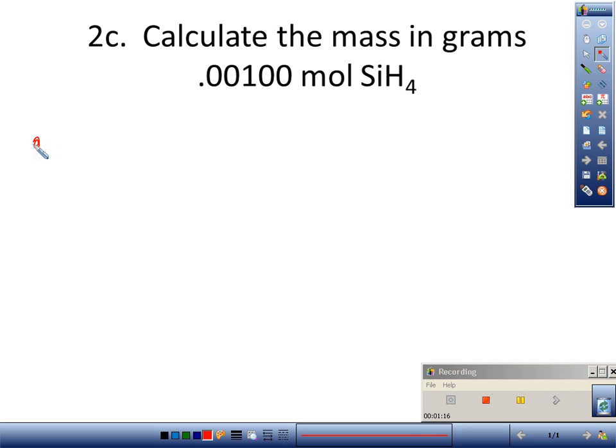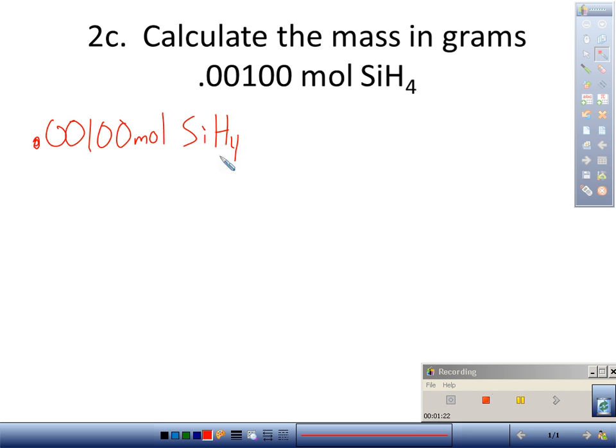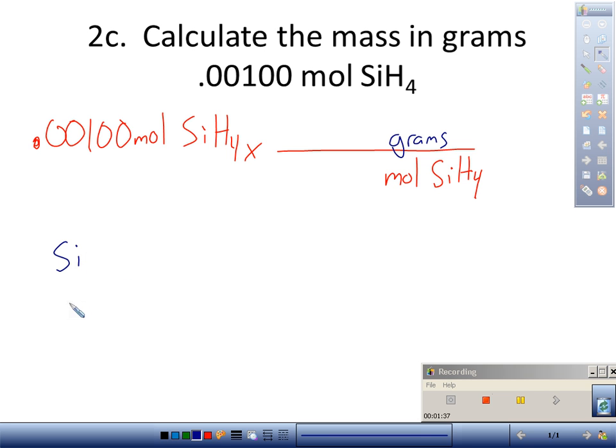I'm going to write my given here. I don't want my given units, so I'm going to put them down here so they will cancel. The question's asking for mass. Well, that's in grams. And so I'm going to look up my 2 elements. I have 1 silicon, and I have 4 hydrogens, which I get from my formula, of course. Silicon has a mass of 28.1. Hydrogen has a mass of 1.